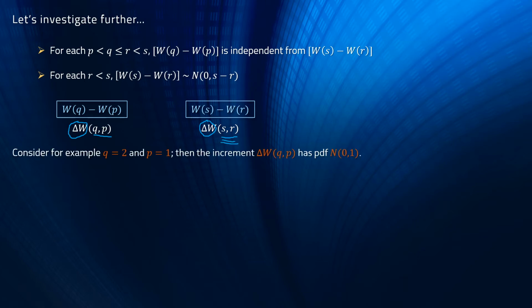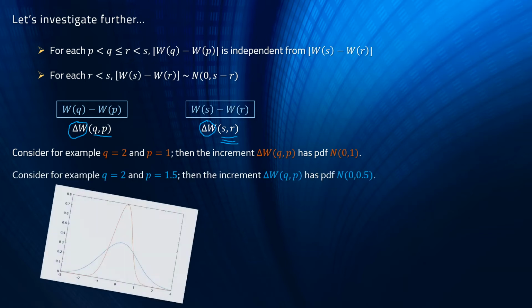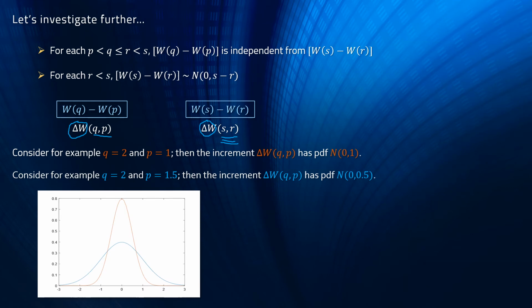In order to give you a more comprehensive vision of this distribution for the Brownian motion increments, I've plotted with a simple script in MATLAB two different probability distribution functions for the Brownian motion. In the first case, I considered, for example, Q equal 2 and P equal 1, which leads to a normal distribution with 0 mean and 1 variance. And the same reasons hold for the case Q equal 2 and P equal 1.5.